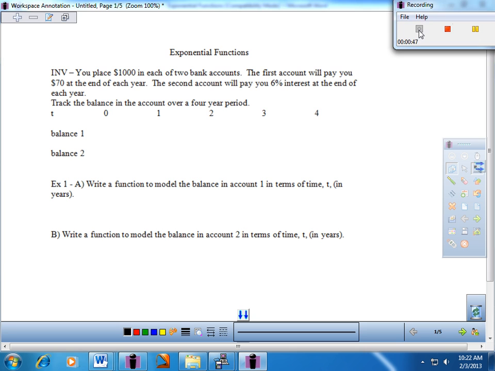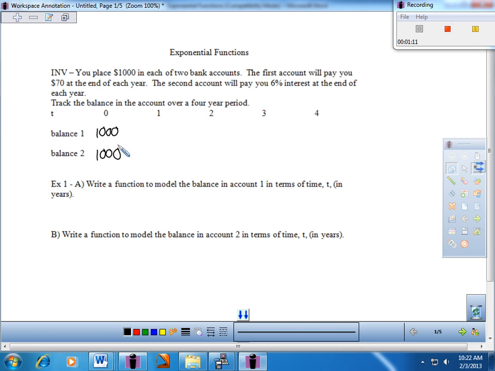You place $1,000 into each of two bank accounts. The first account is going to pay $70 at the end of each year. The second account is going to pay you 6% interest at the end of each year. Track the balance in the account over a 4-year period. Okay, I'll tell you what, let's do balance one first. Although I guess might as well just go ahead and put $1,000 into each of the two. So everyone, if you would, put $1,000 right in there.